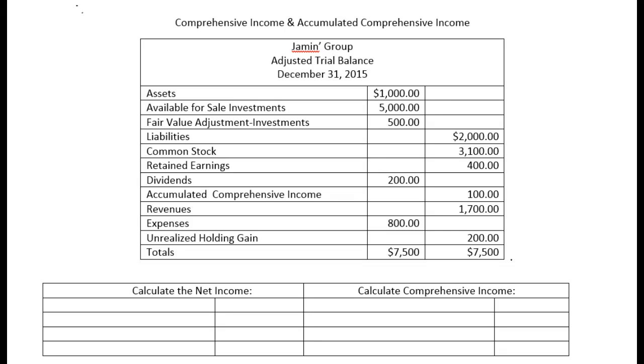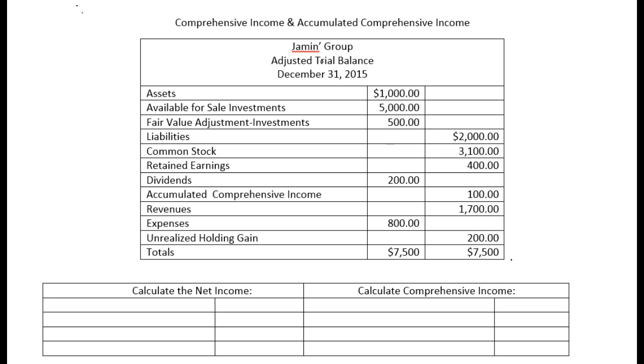In this short podcast, I would like to look at the relationship between comprehensive income and accumulated comprehensive income. I think the best way to do this would be to start with an unadjusted or an adjusted trial balance, and I have one for Jamin Group.